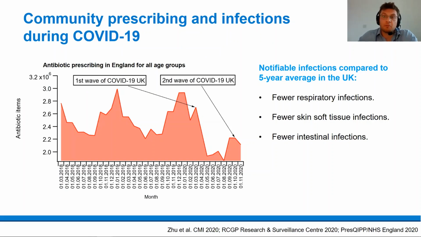If we take a look at community prescribing across England, the figure here shows antibiotic prescribing per antibiotic item from March 2018 to November 2020. And as you can see where I've marked on the graph, actually around the time of the first and second waves of COVID in the United Kingdom, we saw significant reductions in the number of antibiotic items being prescribed within the community. And this correlated actually with a reduction in notifiable respiratory and non-respiratory infections in the United Kingdom compared to the 5-year average during the same time.